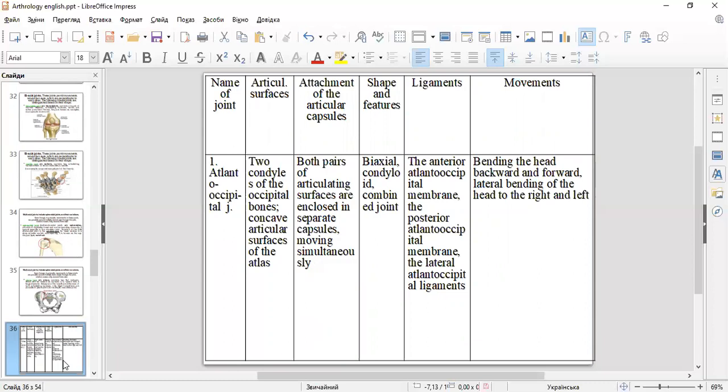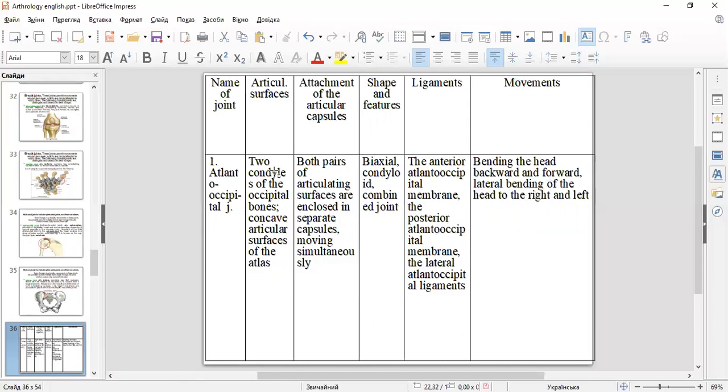In this picture, we have information about a very important, maybe the most important, joint: the name of the joint, articular surface, information about the capsule, classification, accessory elements, and movements.